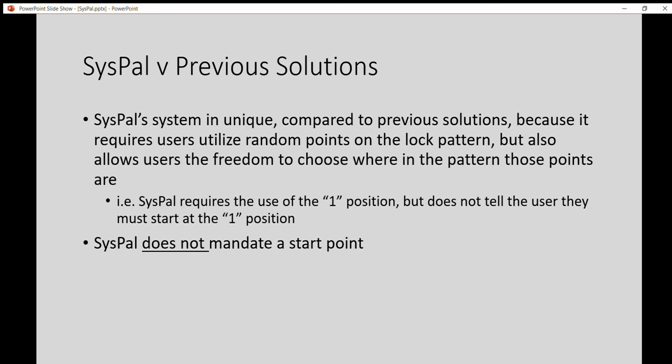So in comparing SysPal to previous solutions, SysPal's system is unique because it requires users to use these randomized points on the pattern of the lock screen. But it also lets users choose where in the pattern those points will go. So it doesn't list a certain number of points and then require users to start or end on any of those points, but simply requires that users incorporate the listed points into their passcode in some way.